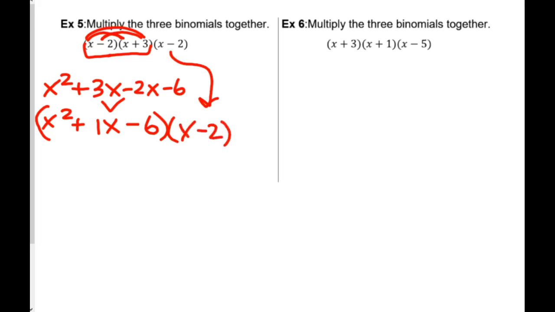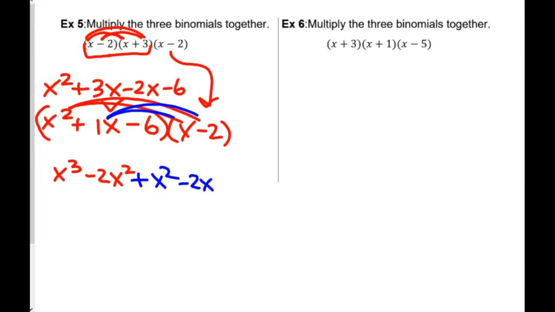Let's do it real quick here. X squared times x, x cubed. X squared times negative 2, negative 2x squared. X times x is x squared. X times negative 2, negative 2x. Negative 6 times x, negative 6x. Negative 6 times negative 2 is positive 12.